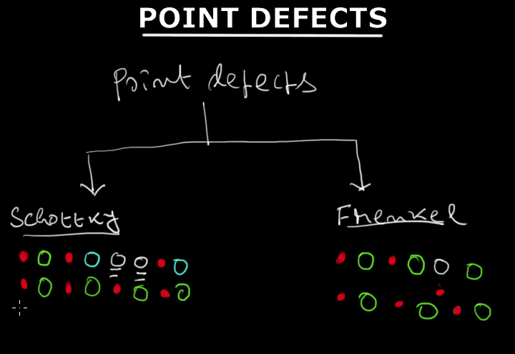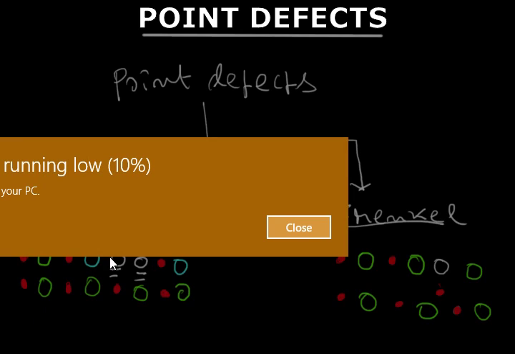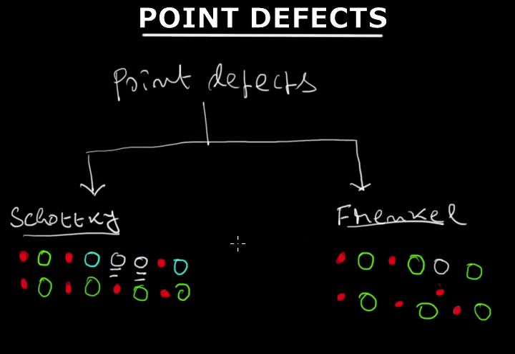Actually, we can compare the two defects. In Schottky defect, electrical neutrality is maintained because equal number of cation and anion are disappeared. And in Frenkel defect, also electrical neutrality is maintained because the cation only shifted its position from original position to interstitial position. The important thing is that in Schottky defect, density decreases.